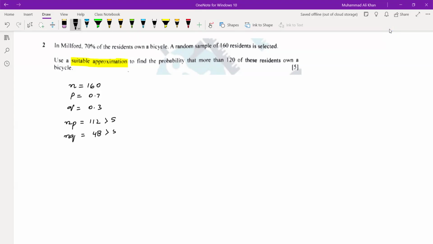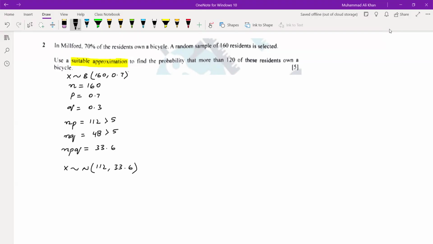So yes, we can convert this question of binomial, depending on N and P, into normal. For normal, we also have to calculate NPQ, the variance. So it will be 33.6. So now I'm converting the question into normal. Here the mean is 112 and the variance is 33.6.